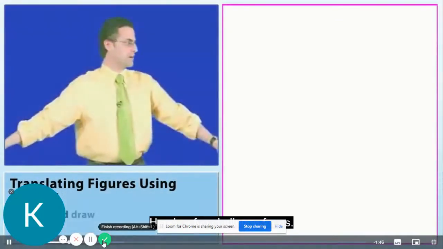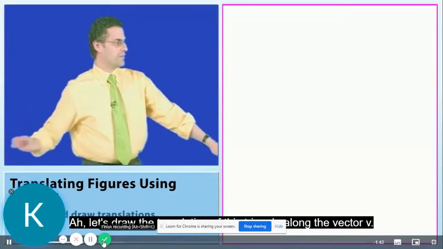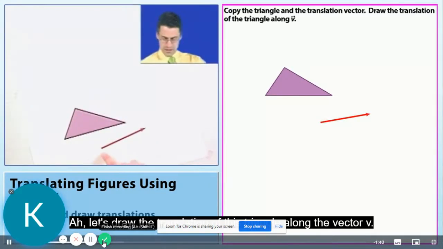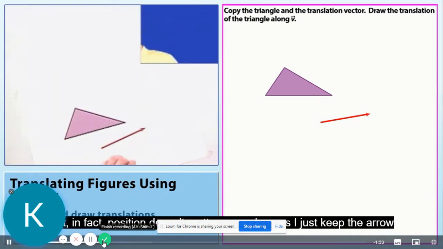All right, here's a fun challenge for us. Let's draw the translation of this triangle along the vector v. So this is a vector, which means that it has a direction and it has a length. But in fact, position doesn't matter.